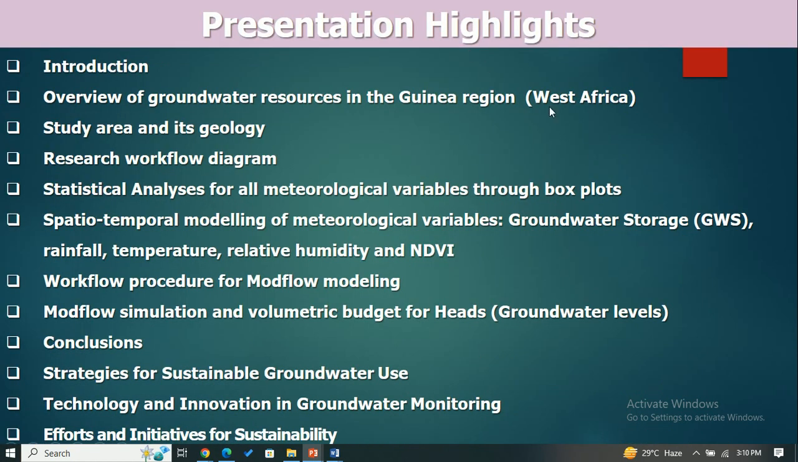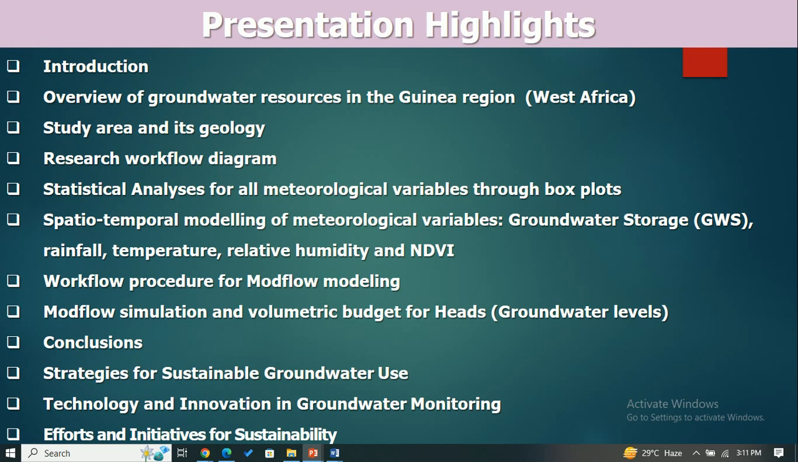This is the presentation highlight of my overall research. First is the introduction of the study area, an overview of the groundwater resources in the study area, that is the Guinea region of West Africa, and the study area and its geology, the overall research workflow diagram, then the statistical analysis of the meteorological variables through box plots, and then spatio-temporal modeling of meteorological variables like groundwater storage, rainfall, temperature, relative humidity, and normalized vegetation index.